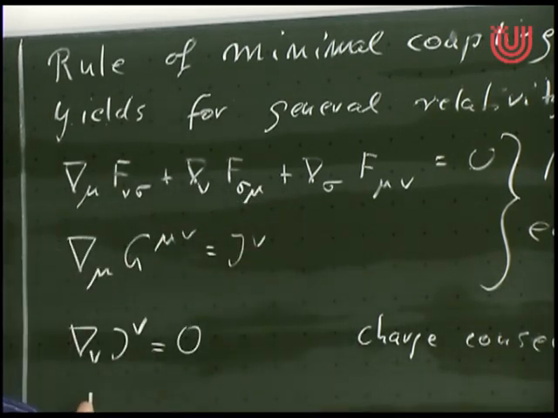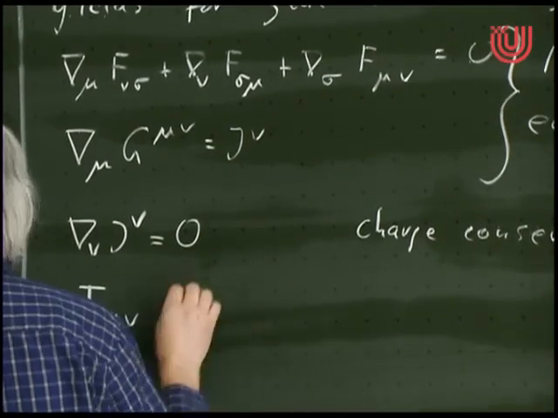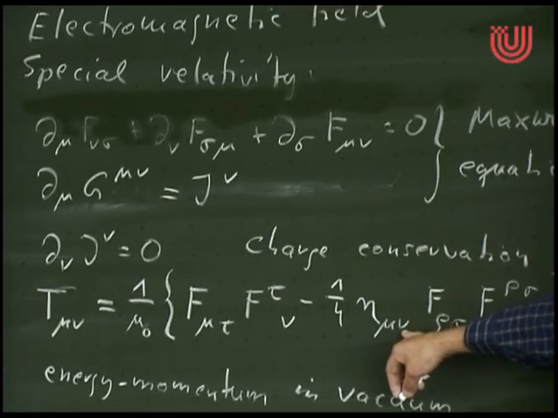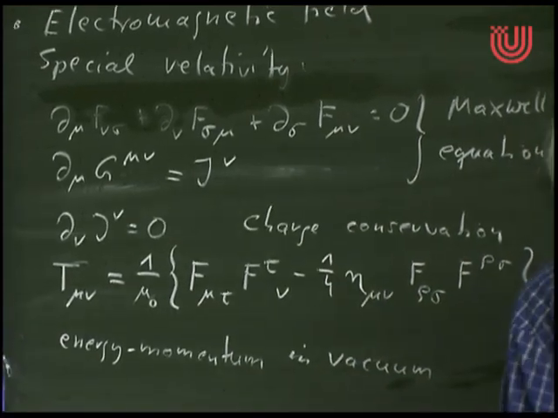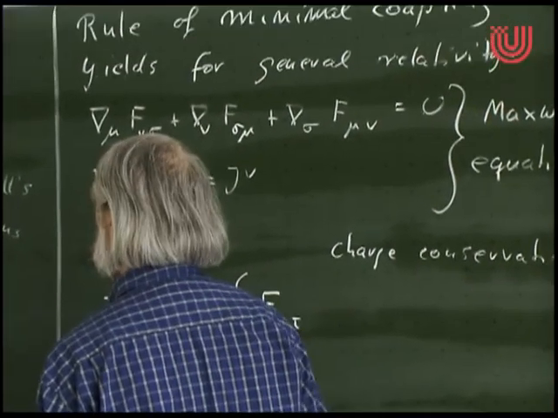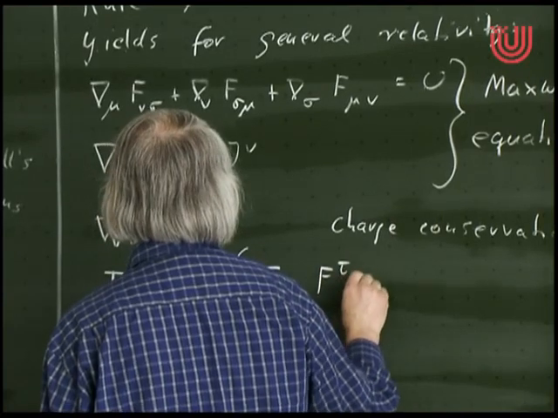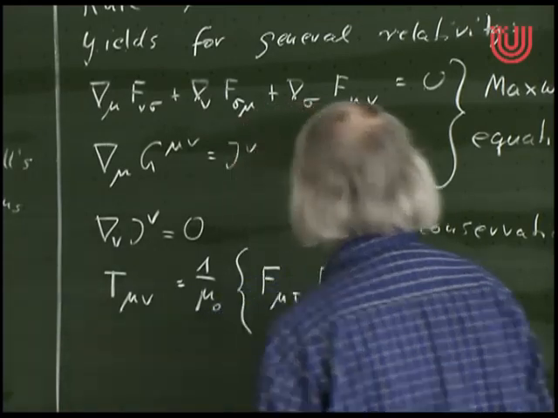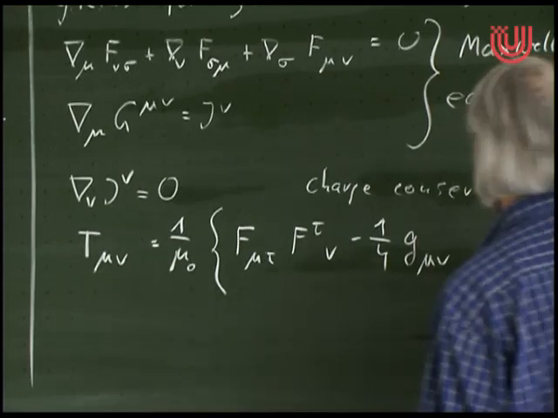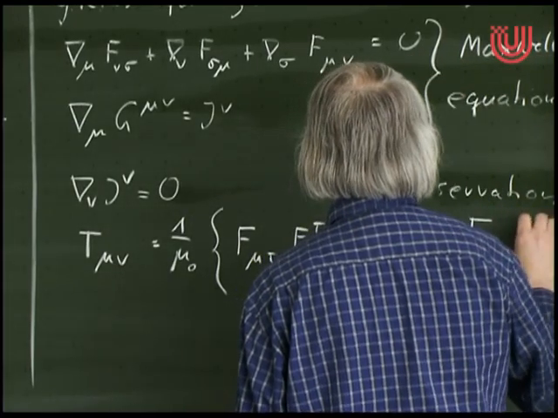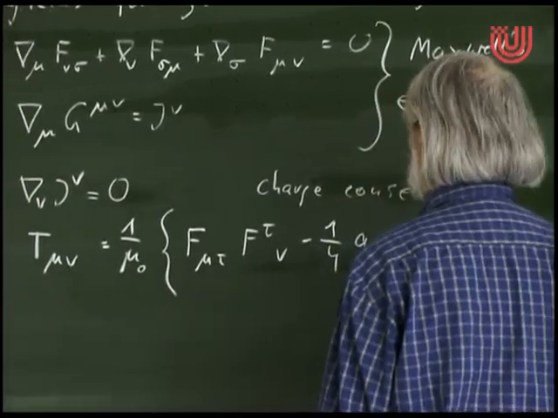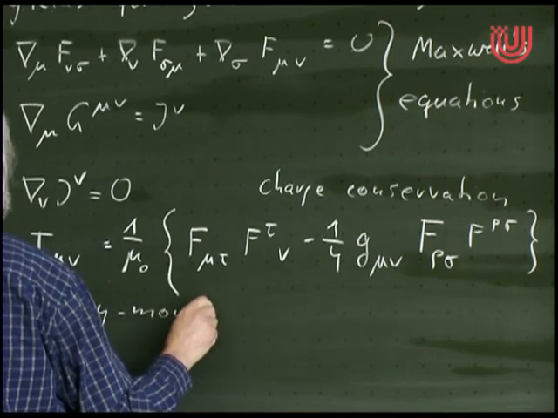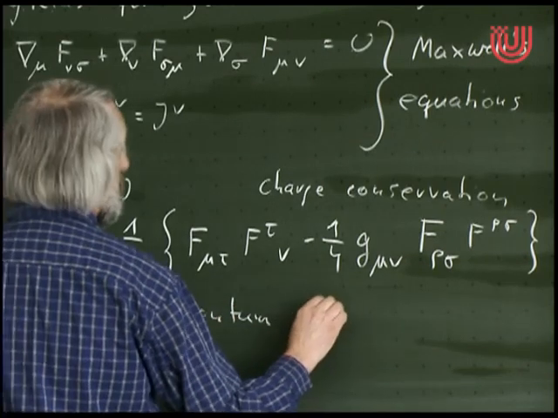And the energy momentum tensor looks almost the same. The only thing where I have to change something is I have to make this eta into a g, right? F mu tau F tau nu minus 1 over 4 g mu nu. Yeah? Components of the metric tensor in arbitrary coordinates. F rho sigma, F rho sigma. So that's the energy momentum tensor in vacuum.